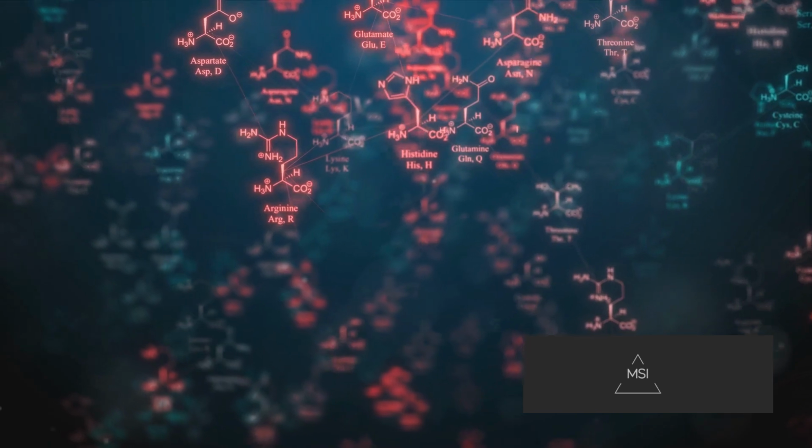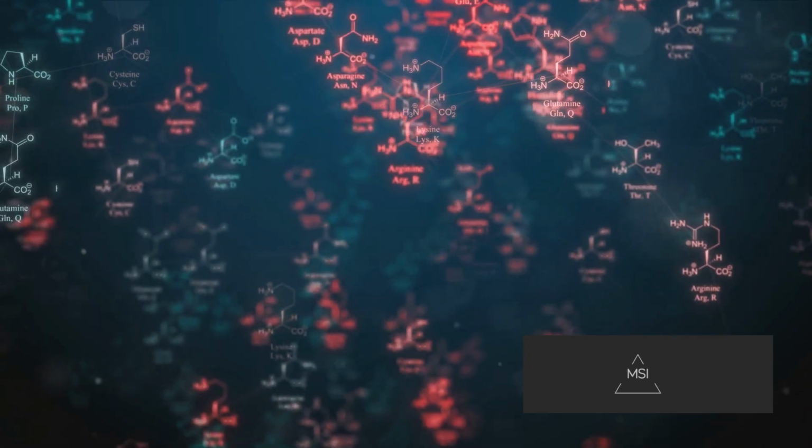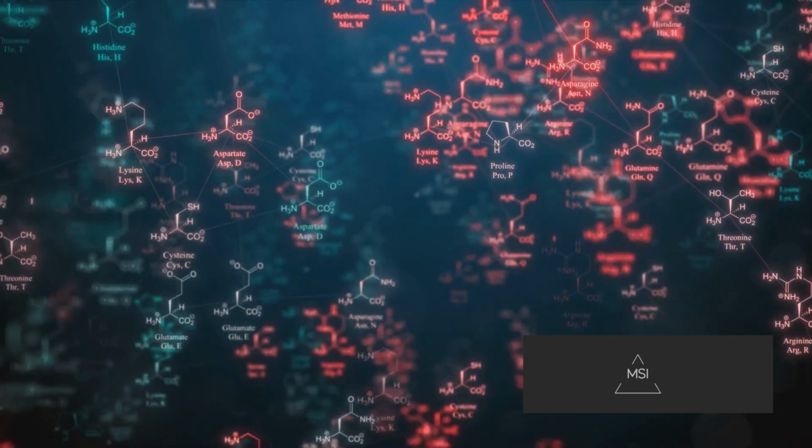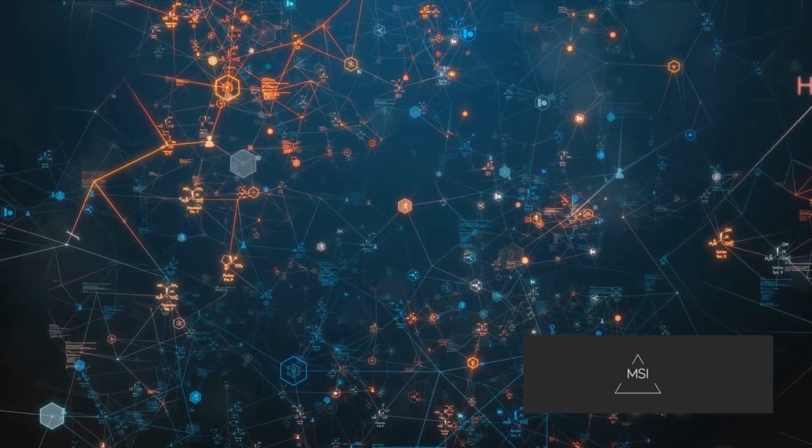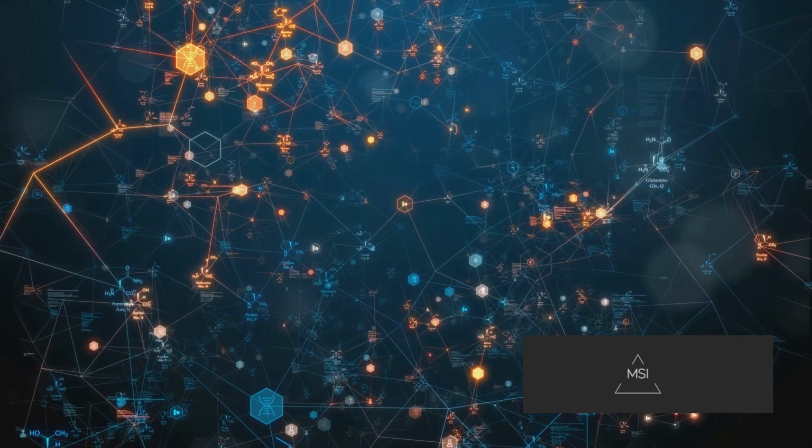They're complex molecules made up of a chain of amino acids, and they play a huge variety of roles in a cell. From carrying out functions, to building structures, to regulating processes, proteins are the workhorses of the cell.